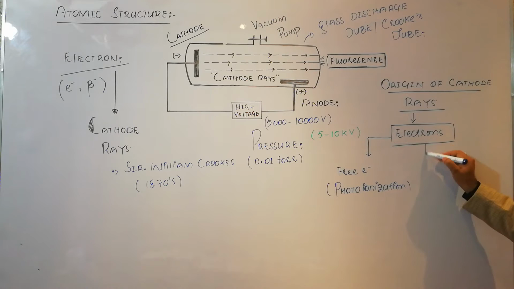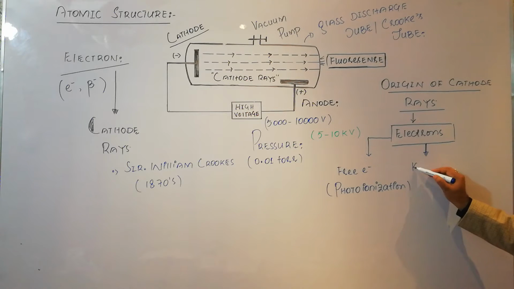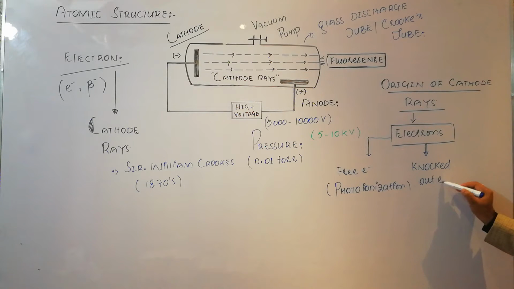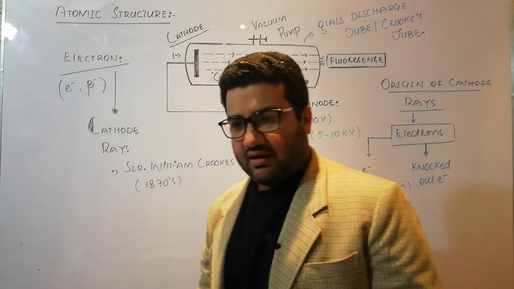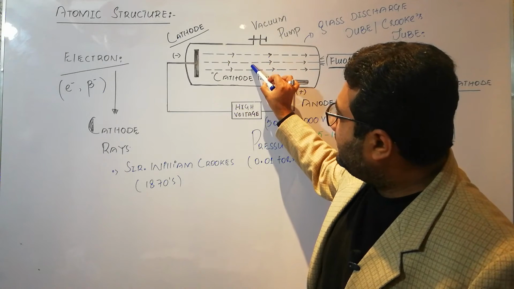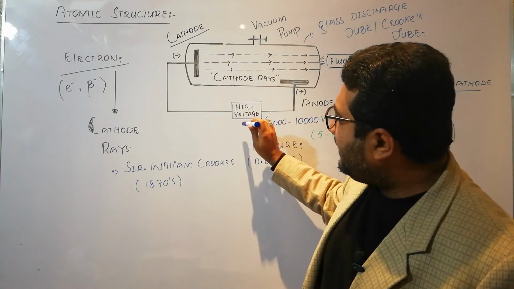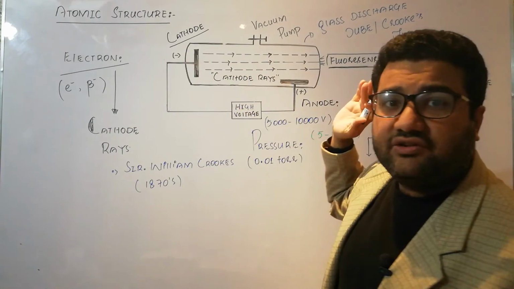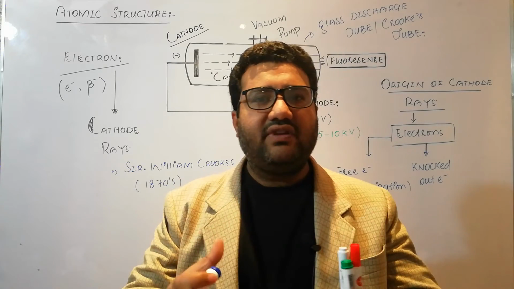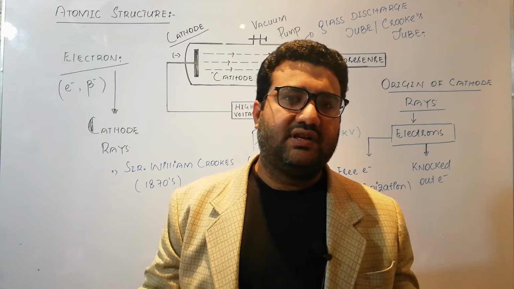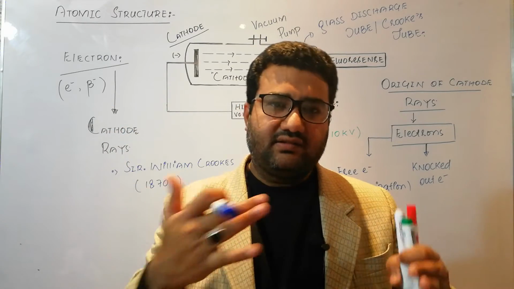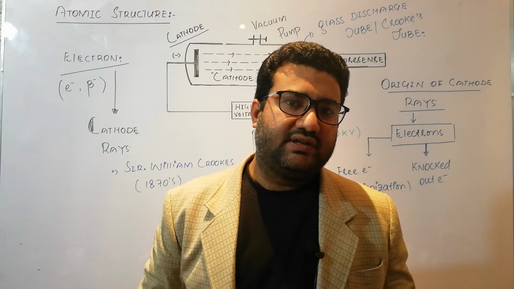The second source is knocked out electrons. The free electrons produced because of photo-ionization are accelerated when we apply high voltage. When those free electrons are accelerated, they strike the electrons of the gaseous atoms, and some of the electrons from the gaseous atoms are knocked out, producing cations and free electrons.